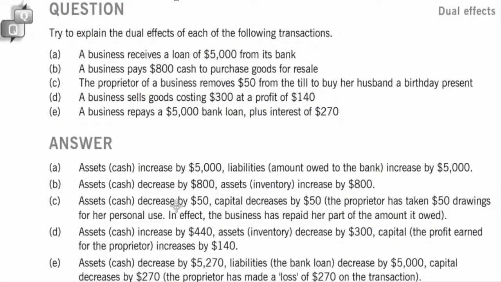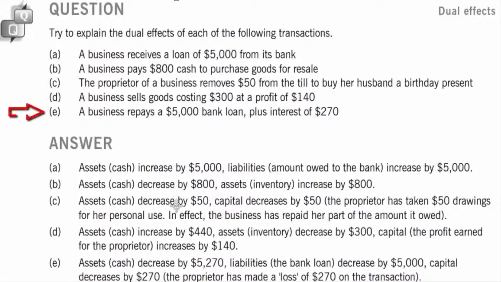This affects three accounts: cash, inventory, and capital profit. Here's how each account is affected. 1. Assets: cash increased by $440 because the business receives this cash from the sale. 2. Assets: inventory decreased by $300 because the goods are no longer in the business. They've been sold. 3. Capital: profit increases by $140, which is the profit earned from the sale. So in this transaction, cash goes up by $440, inventory goes down by $300, and capital goes up by $140, the profit made on the sale.